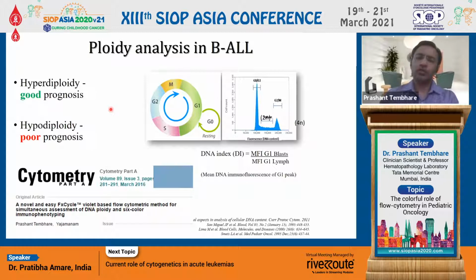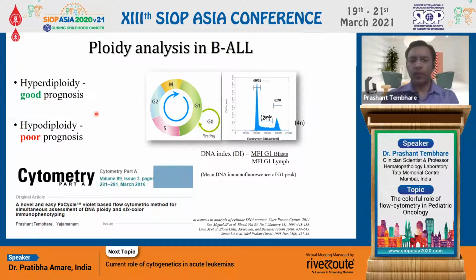Now, as we know, flow cytometry is also used for ploidy analysis. Hyperdiploidy indicates good prognosis, hypodiploidy indicates poor prognosis. How does flow cytometry do ploidy analysis? We use a DNA binding dye. If you have more chromosomes, more dye binds to the cell. And if you have fewer chromosomes, like in hypodiploidy, then less dye binds.